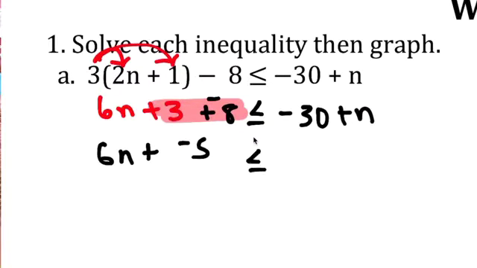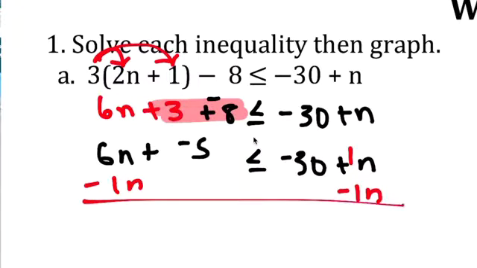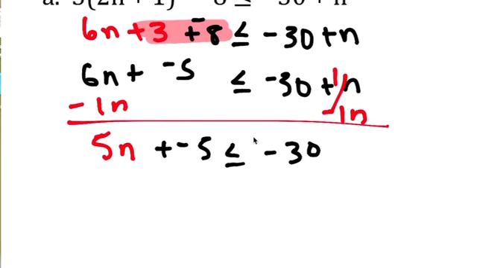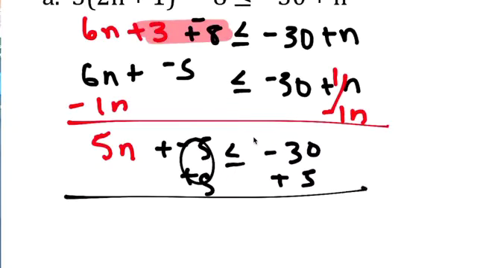So less than or equal to negative 30 plus an n. This is an invisible 1, so minus 1n. You get 5n plus negative 5 less than or equal to negative 30. Add 5 to both sides to make 0 here. That leaves you 5n less than or equal to negative 25.